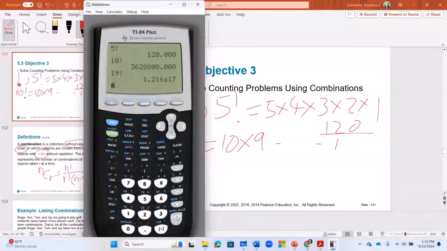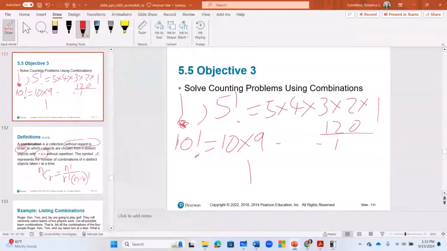Now if I'm told to write 19 factorial, it is 1.22 E 17. I want you to know that this is scientific notation. So I can say 1.22 times 10 to the power 17.